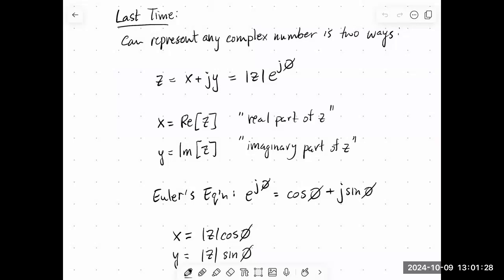Okay, so we had some terminology. The real part of a complex number z is everything that doesn't multiply j, so x in this case. And the imaginary part is everything that does multiply j, so the imaginary part is y without the factor of j.